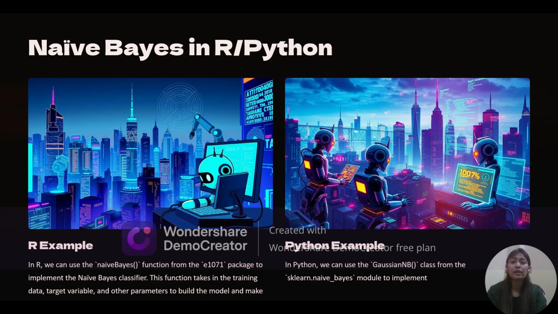Next topic is Naive Bayes in R and Python. R example: in R, we can use the naiveBayes function from the e1071 package to implement the Naive Bayes classifier. The function takes in the training data, target variable, and other parameters to build the model and make predictions. Python example: in Python, we can use the GaussianNB class from the sklearn naive_bayes module to implement it.